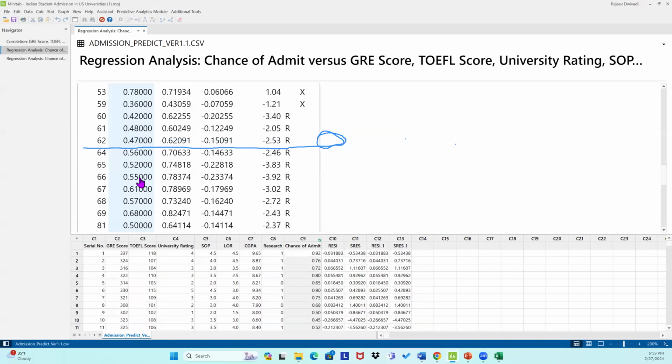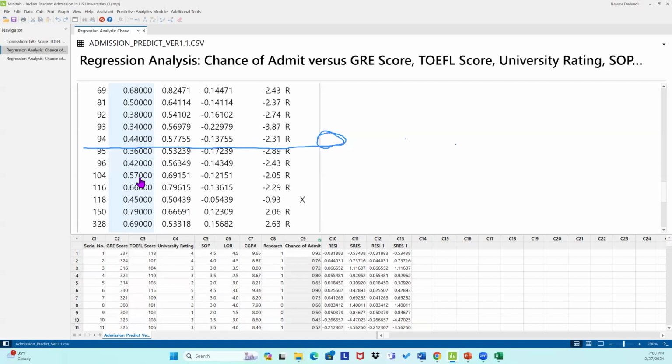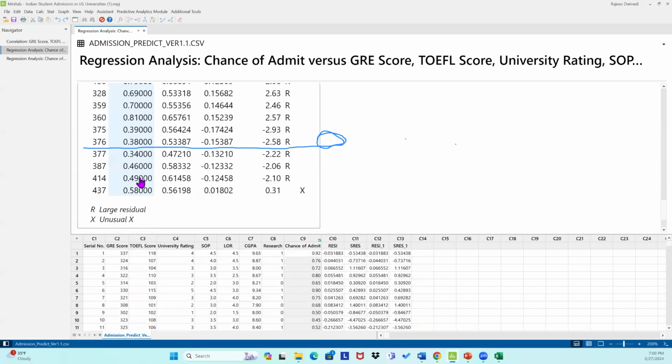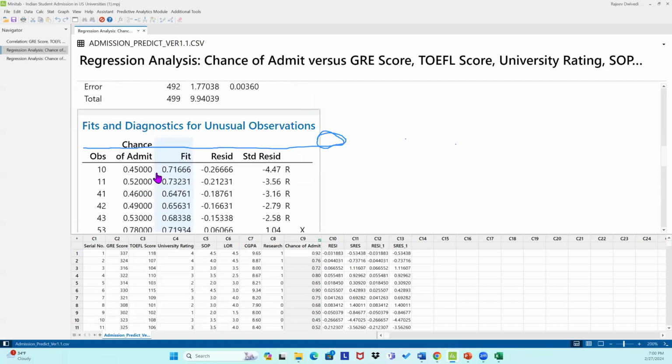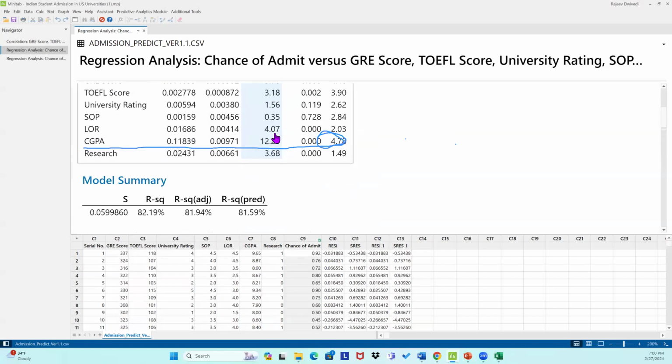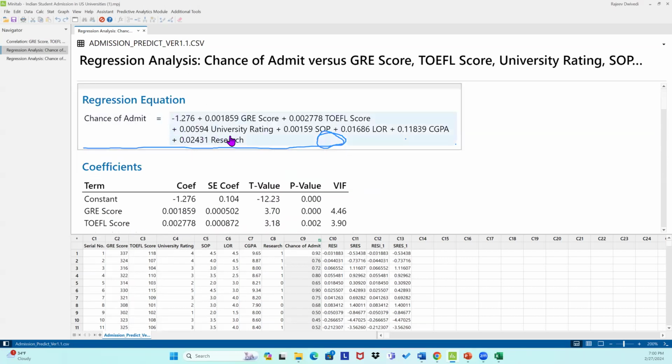So basically, out of 500, maybe there is an error where somebody entering or recording the data made a mistake. So you just go and check whether these data values or data points are correct or not. So basically this is an unusual observation. So basically these two variables are not useful in this model.